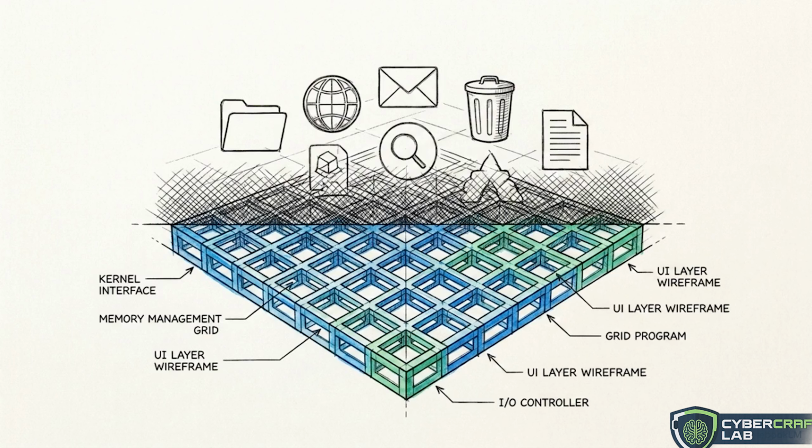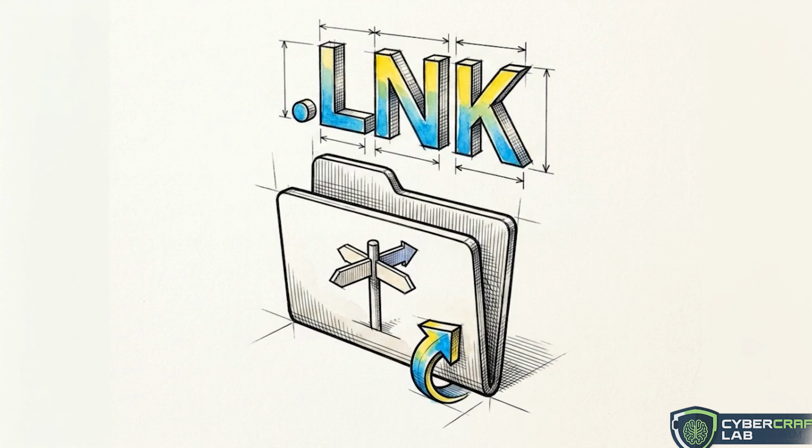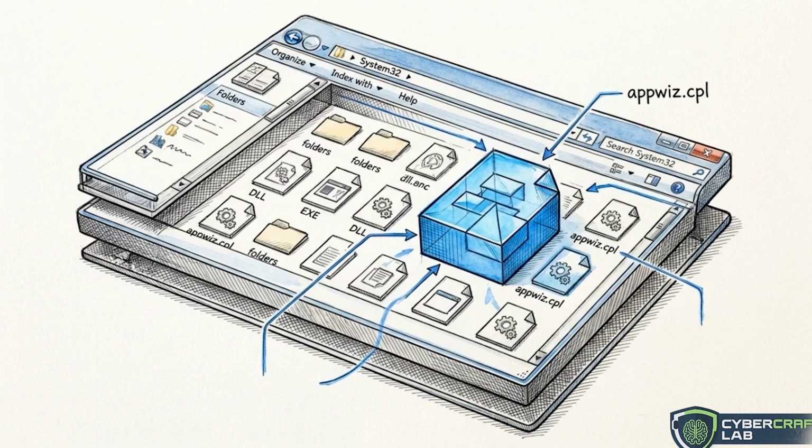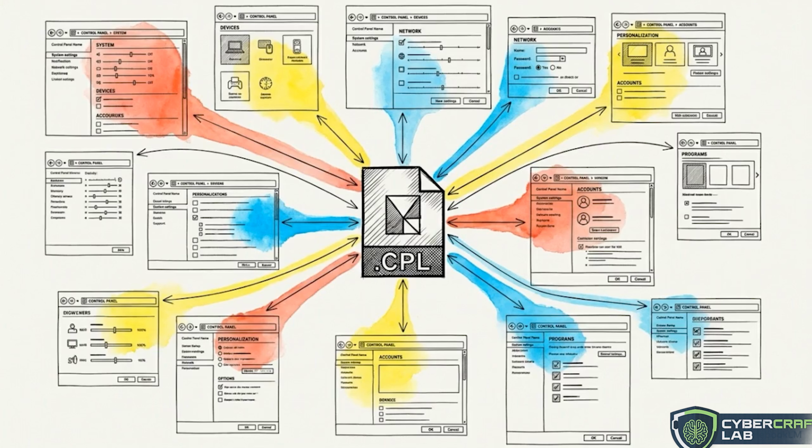We can now deconstruct the desktop environment. The icons you click every day are .lnk or .url files, superficial pointers routing traffic to a destination file or website. One layer deeper into the system configurations, you find .cpl files. These are compiled modules built specifically to launch the various menus and interfaces in the Windows control panel.